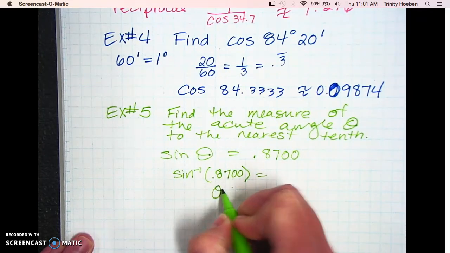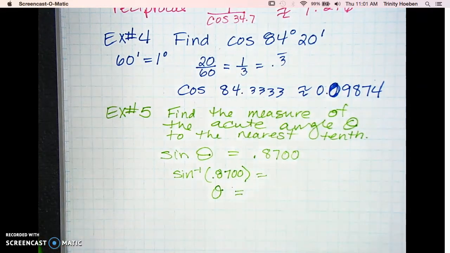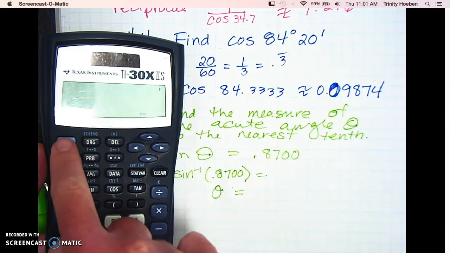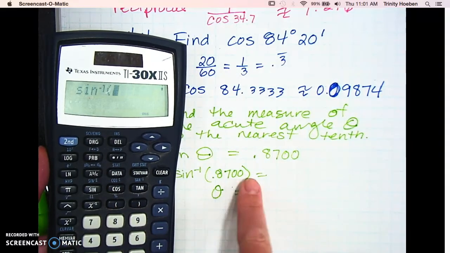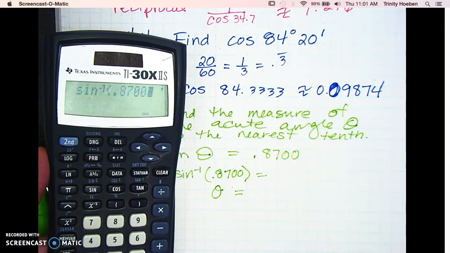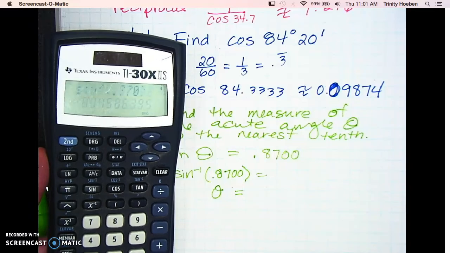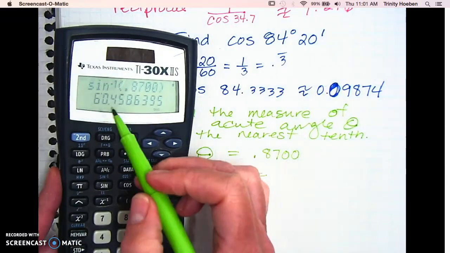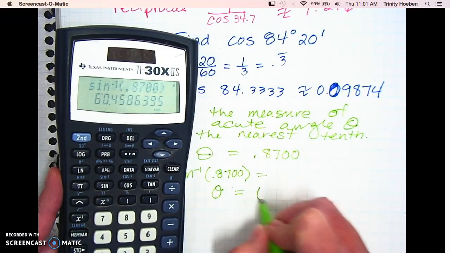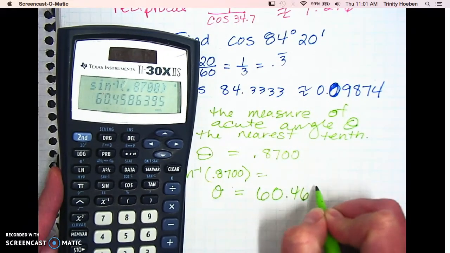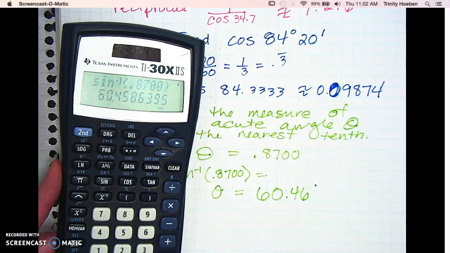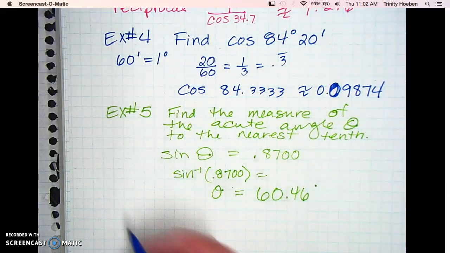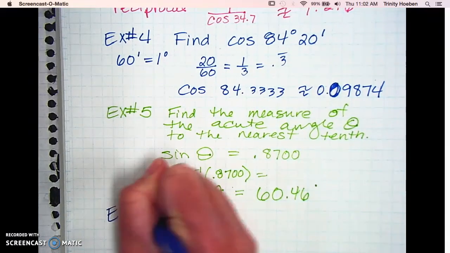So that angle is going to be equal to, let's do it on the calculator, inverse sine, so second sine, 0.8700, probably don't need to type all those zeros in. What we get is 60.45, but there's an 8 next to it, so let's go 60.46. All right. One more and then we're good. Example number 6.